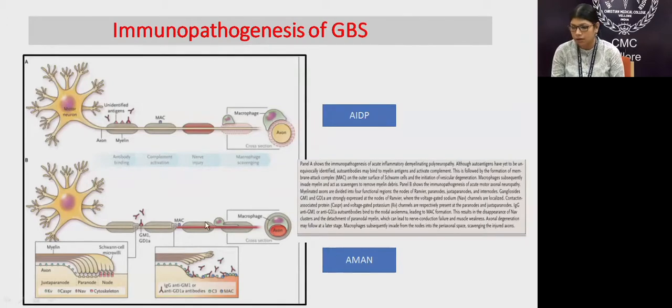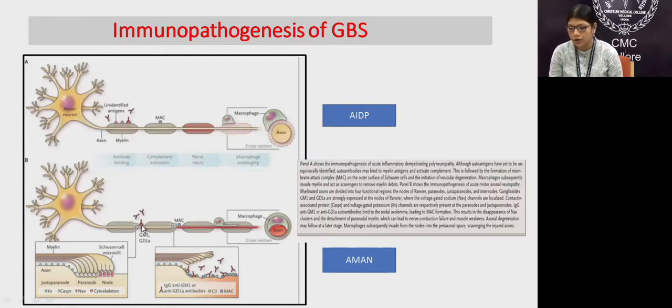Whereas in AMAN, the most important structure is the nodes of Ranvier. Now, the nodes of Ranvier are further divided into node, paranode, juxtaparanode, and internode. And there are various proteins associated. So in the node per se, there are the sodium channels; at the paranodes, there is Caspr antigen, and other proteins which help in maintaining the myelin sheath.